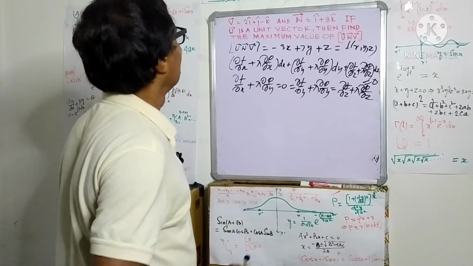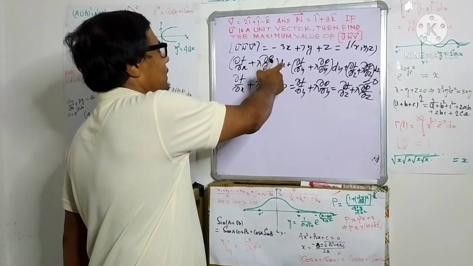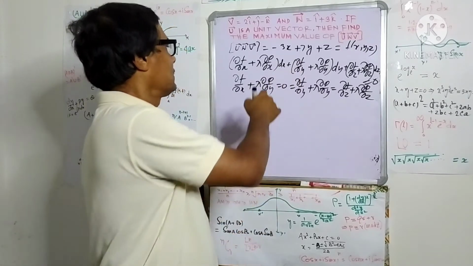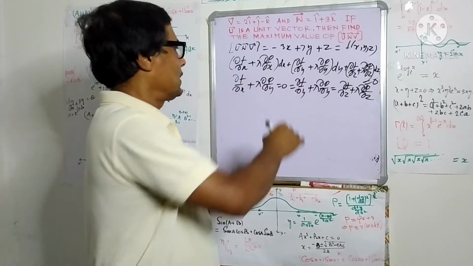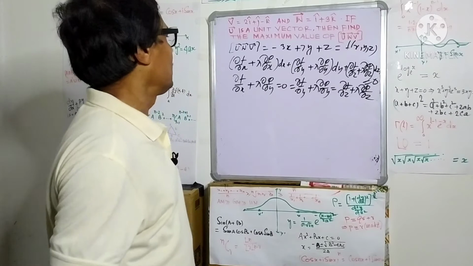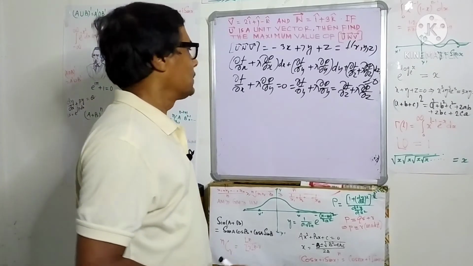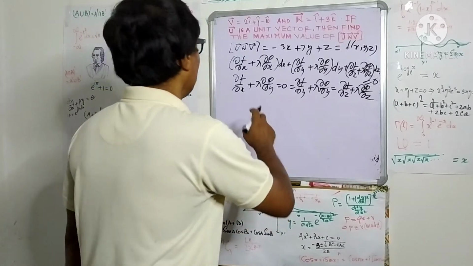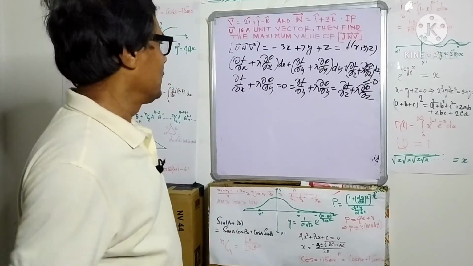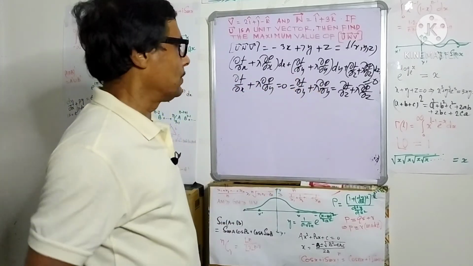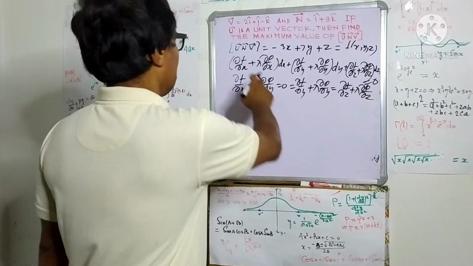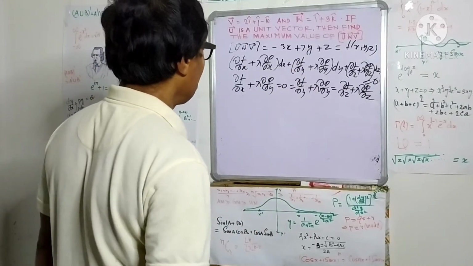This is because dx, dy, dz, the three differentials of x, y, z, are linearly independent. So, their coefficients are all 0. So, we get ∂f/∂x + λ ∂φ/∂x = ∂f/∂y + λ ∂φ/∂y = ∂f/∂z + λ ∂φ/∂z = 0, all are 0, because dx, dy, dz are linearly independent.